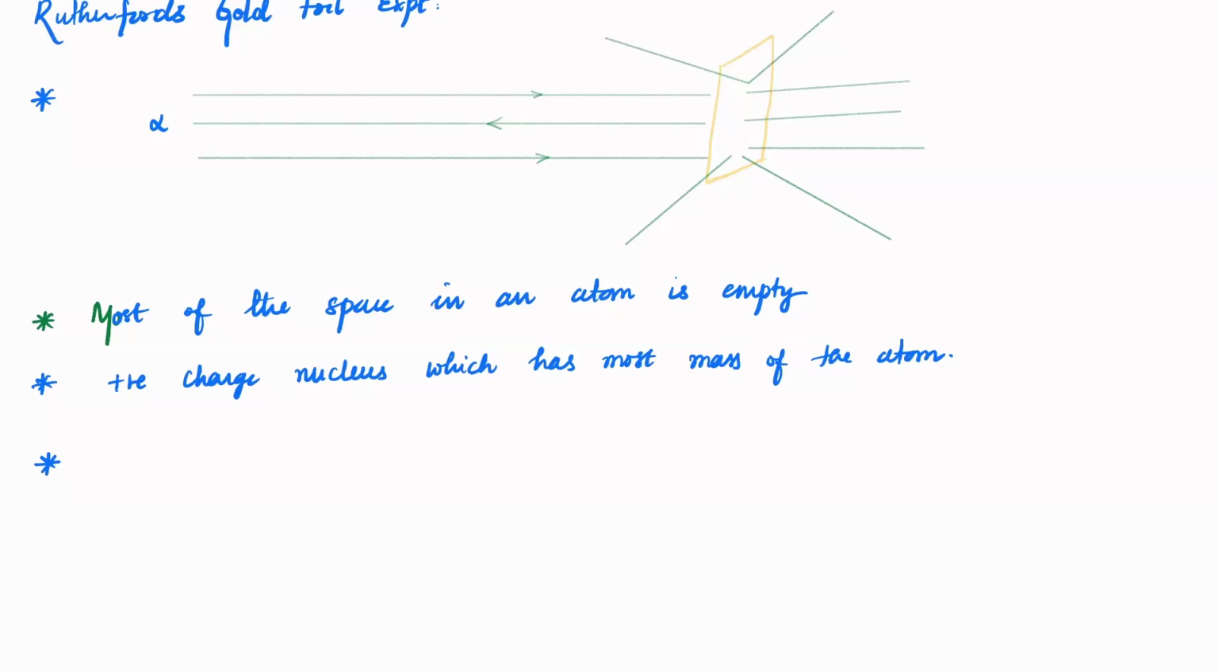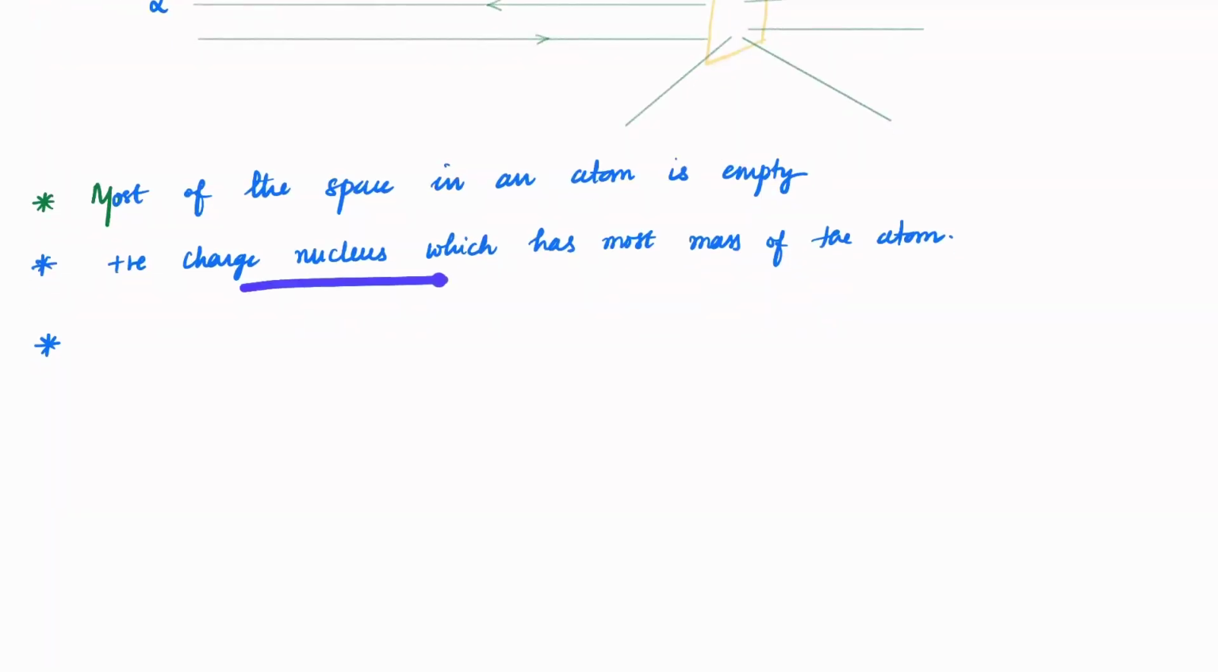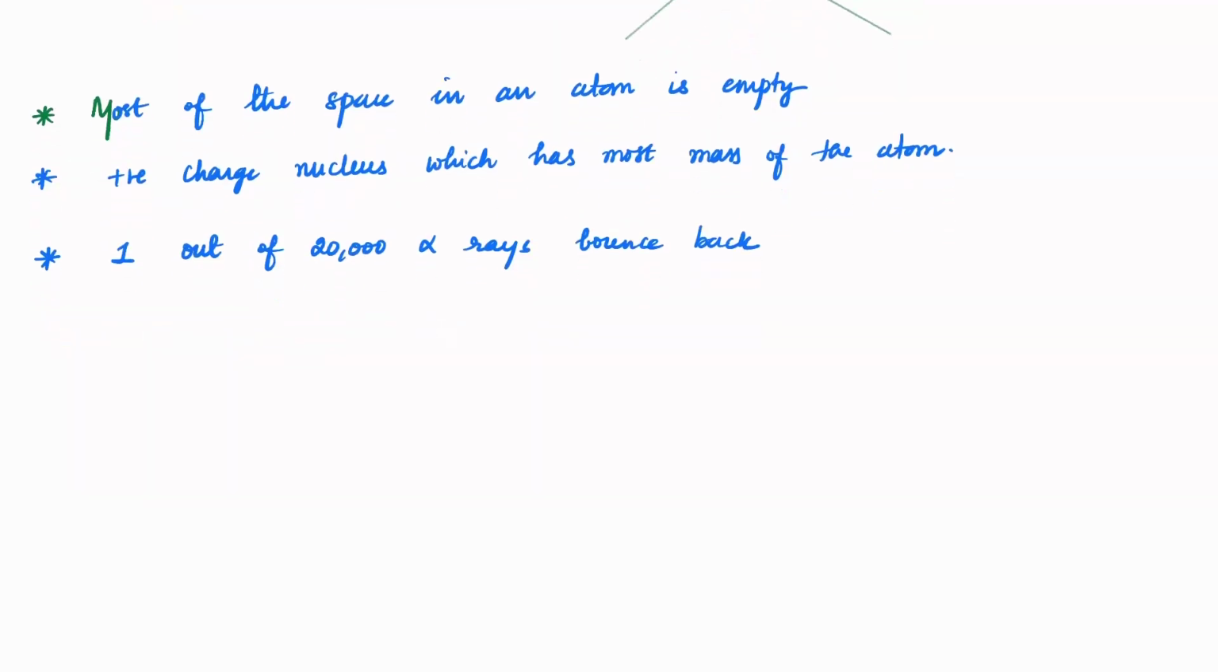So check this out. The positively charged nucleus has most of the mass present in it. And one of the important conclusions is that 1 out of 20,000 alpha rays will bounce back. Clear? 1 out of 20,000 alpha rays will bounce back.